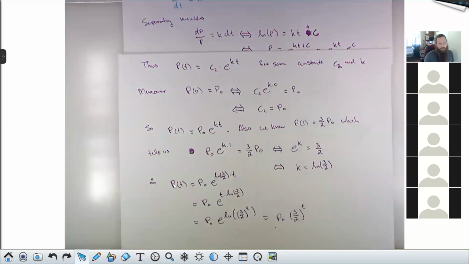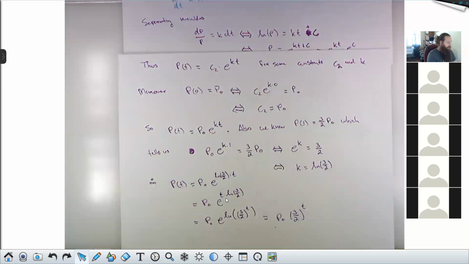Now you could just leave your function like this. There's no harm in that. But I think we'd all agree that this is nicer in some ways, right? The base is no longer a natural exponential. So in that sense, this isn't nicer, but algebraically, it's just got fewer bits in it.